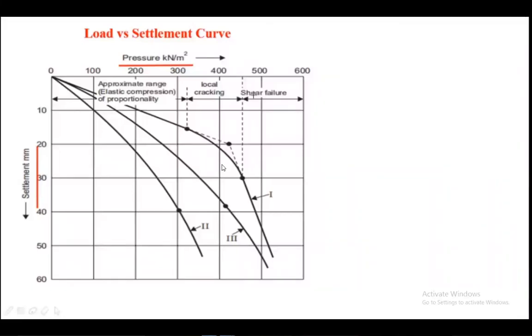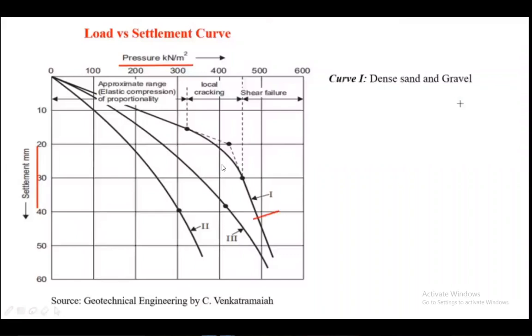The first type of curve that you get, which is shown over here, is for a dense sand and gravel, or sometimes for an over consolidated clay. What is happening in the first curve: once you start applying the load, your settlement is increasing very gradually, very slowly. It is taking more load because it is a dense sand. Of course, it will take more load.